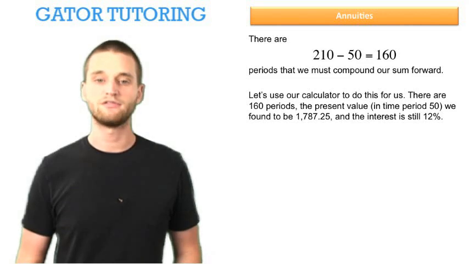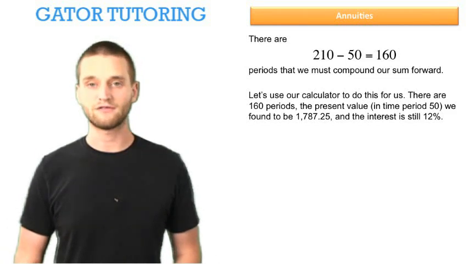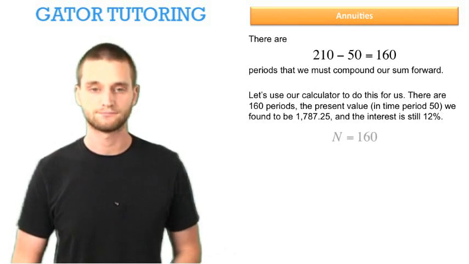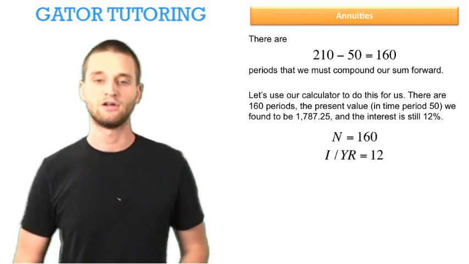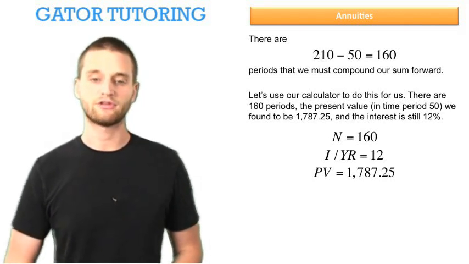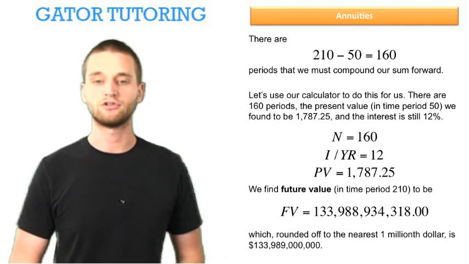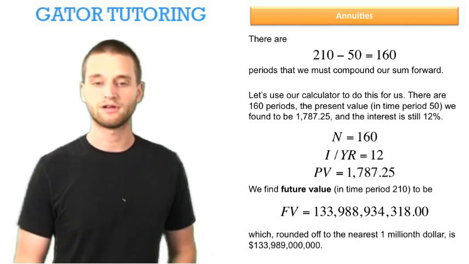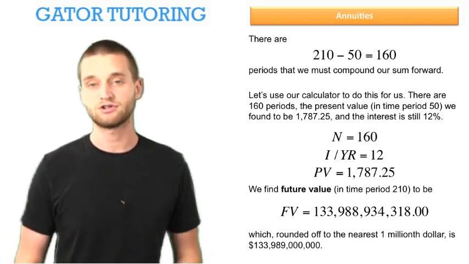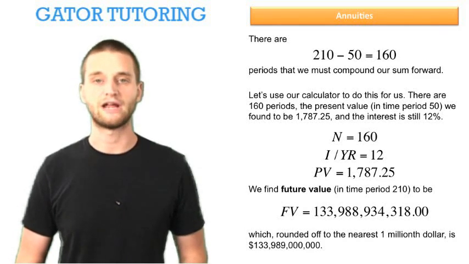There are 160 periods. The present value in time period 50 we found to be $1,787.25, and the interest is still 12%. That account is still earning 12% interest per period. So we put 160 in for N, 12 for interest per period or per year, and a present value of $1,787.25. We find the future value in time period 210 to be $133,988,934,318. And the question asks us to round it off to the nearest 1/millionth dollar, so we just get $133,989,000,000.